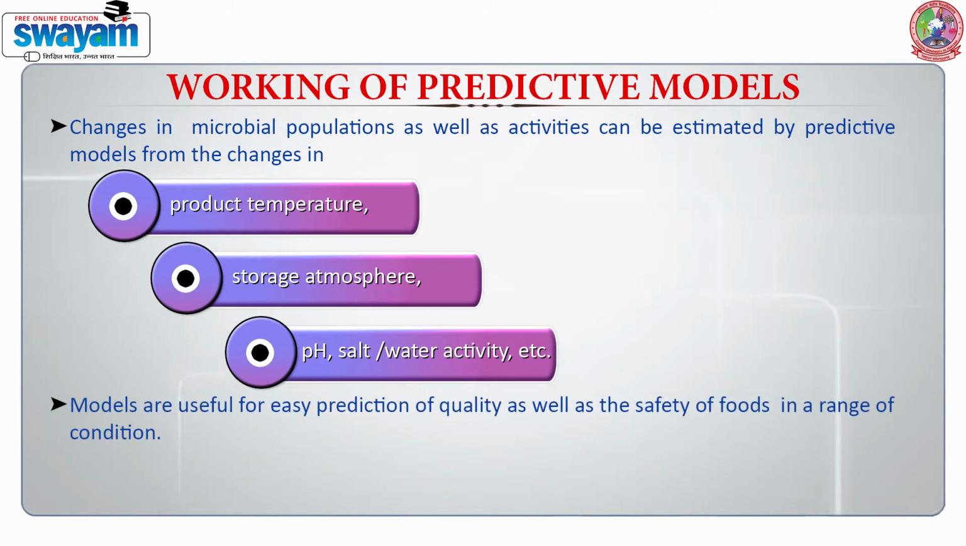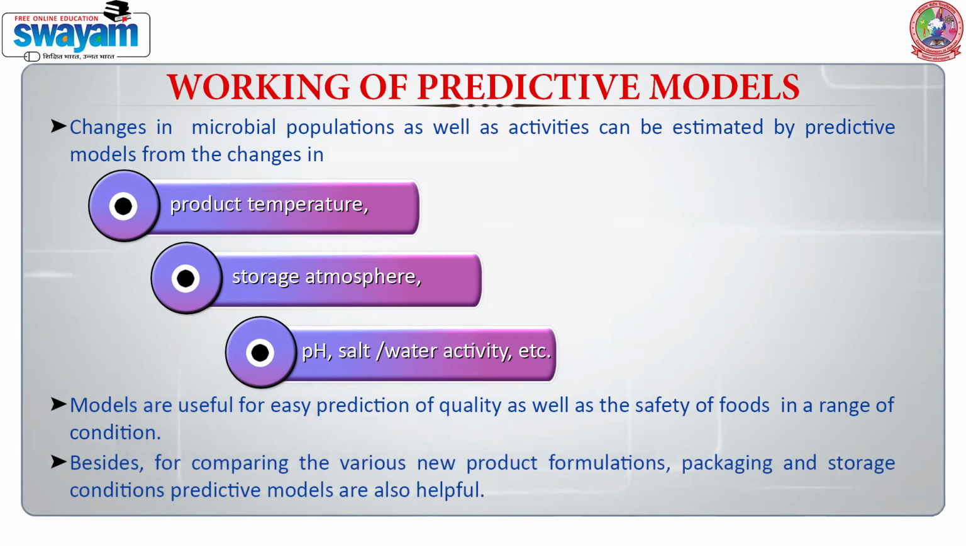These models are very useful for easy prediction of quality as well as safety of the foods. When we talk about the safety of foods, we are talking in a range of various types of conditions. Apart from doing that, these models also help us in comparing the various new product formulations, packaging and storage conditions. These predictive models are very helpful when we are designing or introducing new foods in the food industry or in the market.